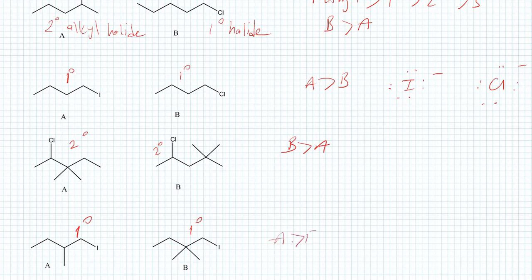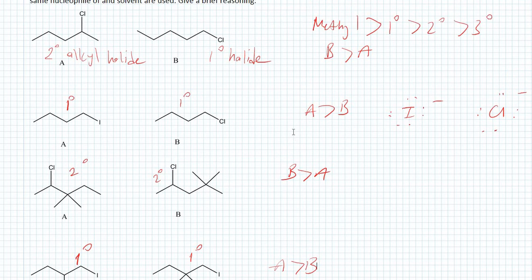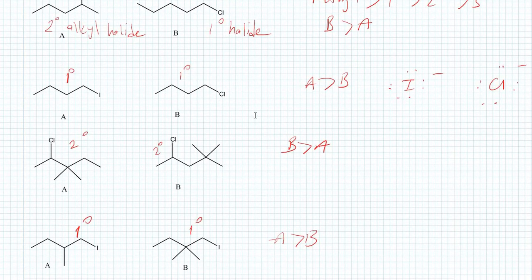So A is going to react faster than B. We solved four sets of halides undergoing SN2 reactions, and we compared their expected rates in SN2 reactions.